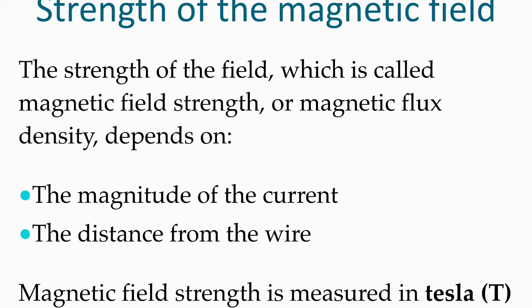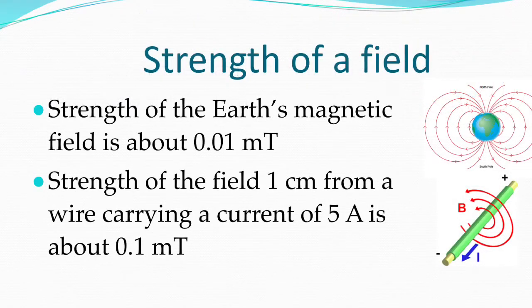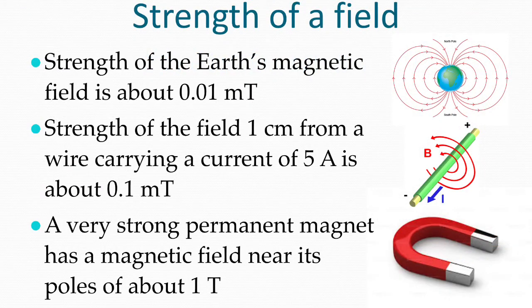Magnetic field strength is measured in Tesla. To give you an idea of the size of a Tesla, 0.01 milliteslas is about the strength of the Earth's magnetic field. The strength of a field about 1 centimetre from a wire carrying a current of 5 amps would be about 0.1 milliteslas. A strong magnet near its pole would be able to generate 1 Tesla.